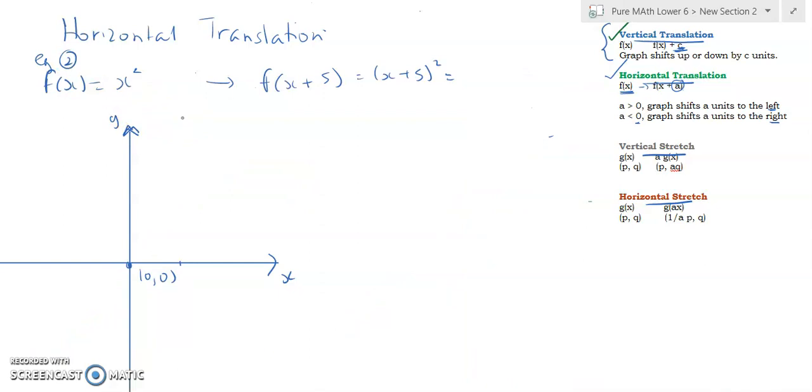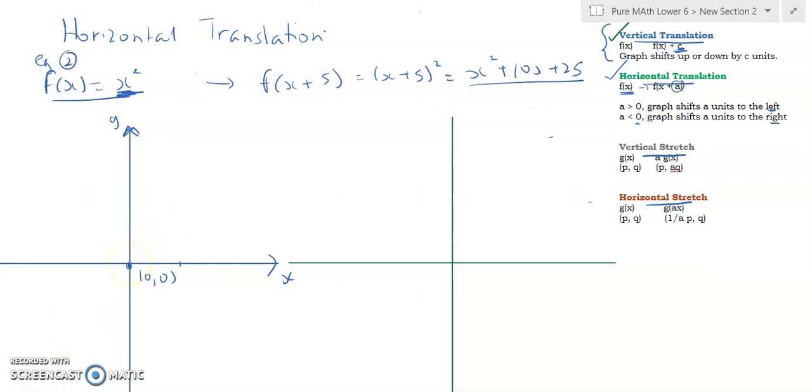The example goes like this: f(x) is x squared, and we're changing it to f(x + 5), so it becomes (x + 5) squared, which becomes x squared + 10x + 25. Now, this function here is totally different from this one. This one looks something like this, right? f(x) is equal to x squared. Some points would be (0, 0), another point here could be (5, 25), etc.